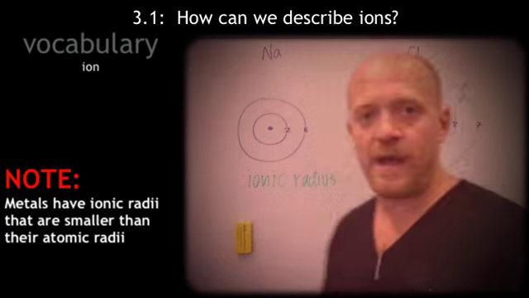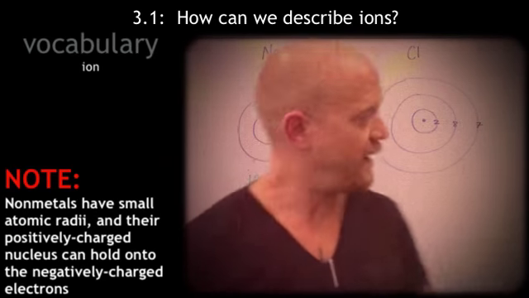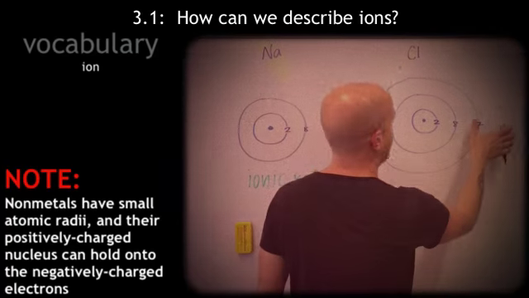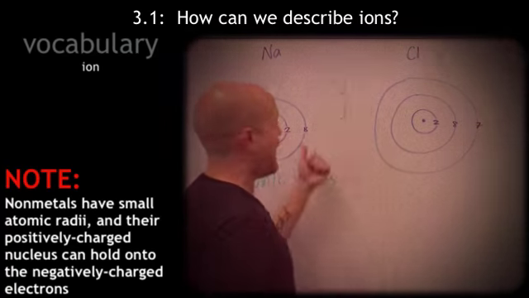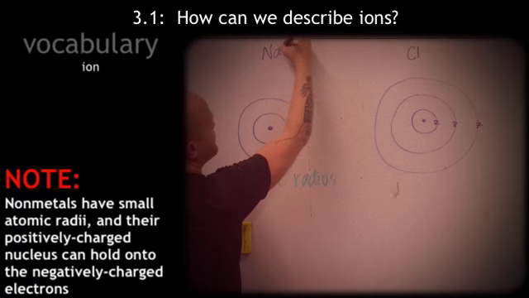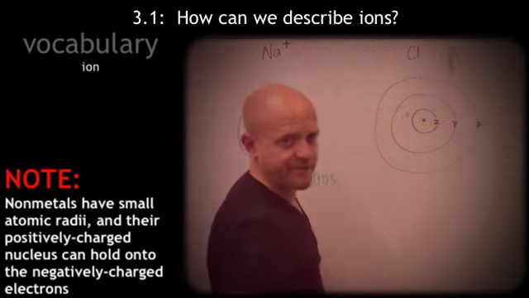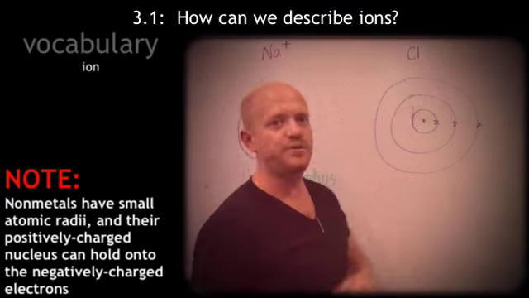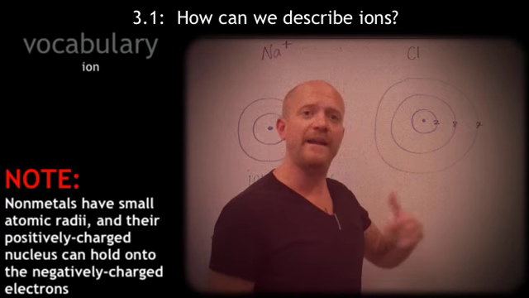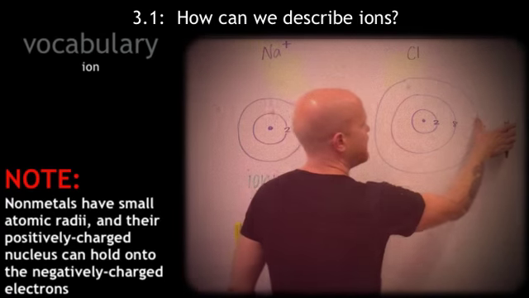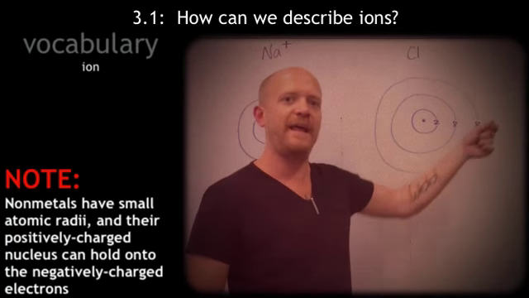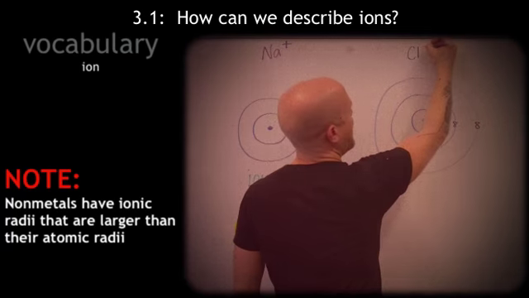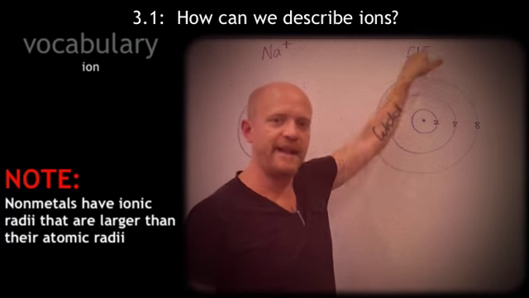When I'm talking about nonmetals, this chlorine is going to gain an electron. One thing I forgot: since sodium lost one electron, it is going to become positive. Metals become positive. Chlorine is going to add an electron, and remember, electrons have a negative charge. So if I'm adding a negative charge, I now have one more electron, and this chloride ion now has a negative charge.